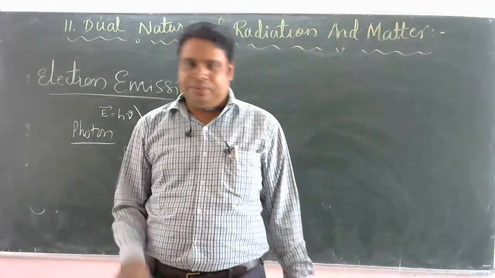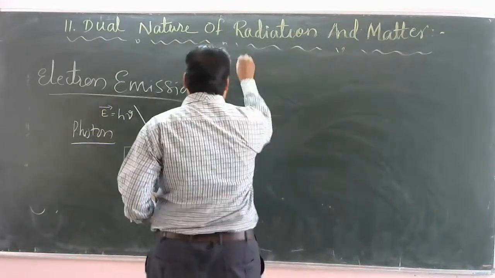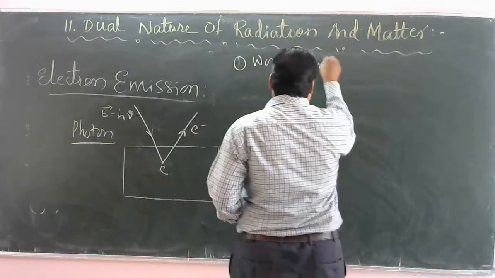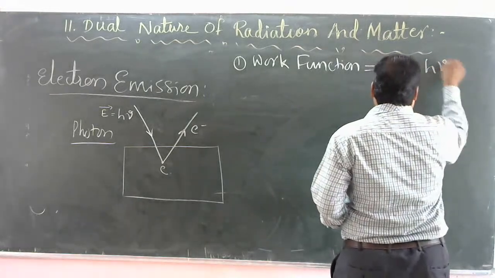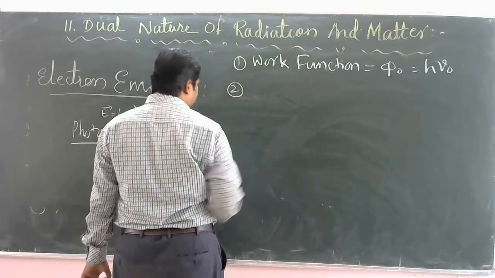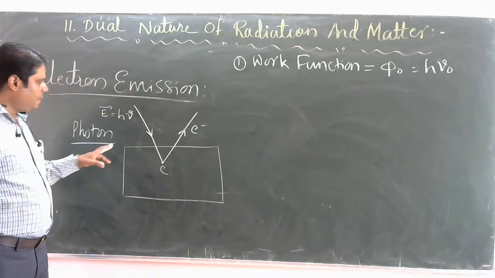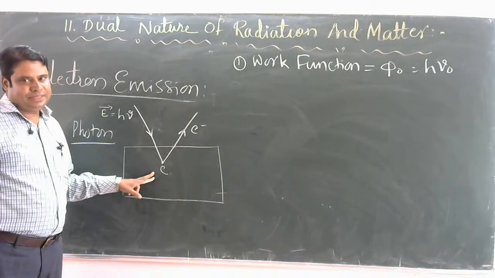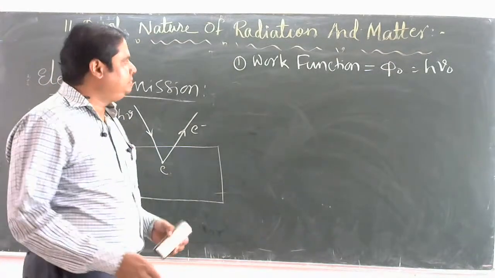We are discussing electron emission. One thing is clear, I will write one by one. This is the work function. Work function phi naught is equal to h nu naught. Second thing, the minimum energy required to remove an electron from a metal surface is called the threshold function, I mean work function.